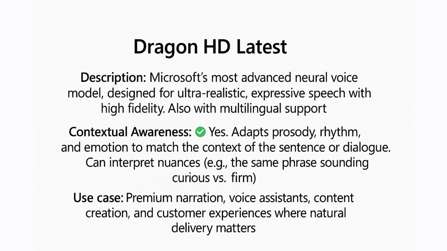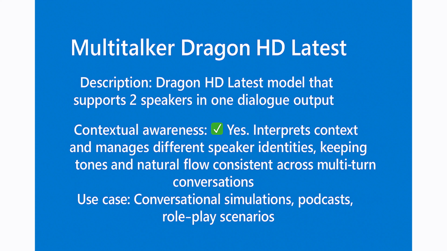And then the fourth type is multi-talker Dragon HD Latest. That is basically the Dragon HD Latest model that supports two speakers and a dialogue output. And those are contextually aware. They do interpret context, and they manage different speaker identities, and they keep the tone and the natural flow consistent across multi-turn conversations. Some great use cases for that are conversational simulations or podcasts or even role play scenarios.